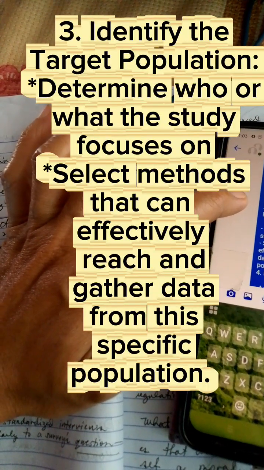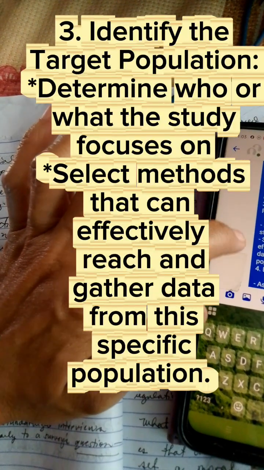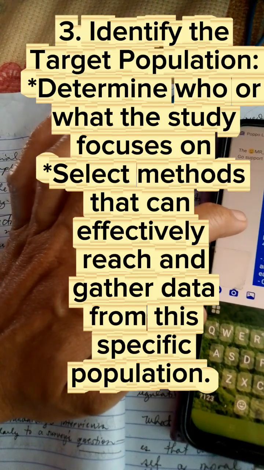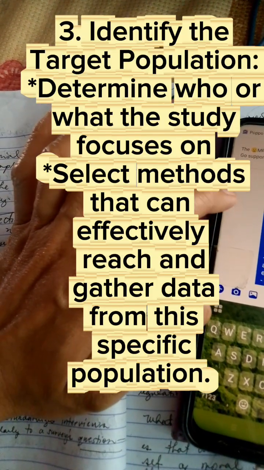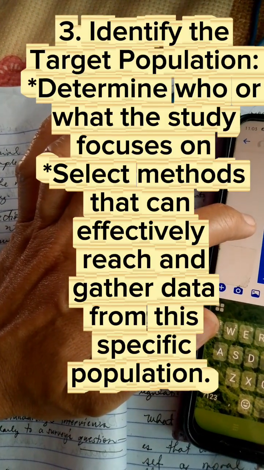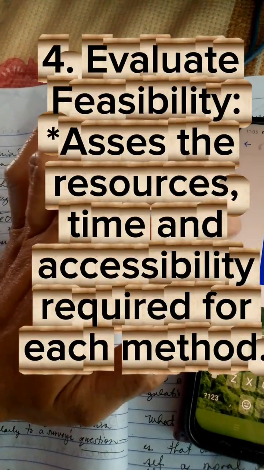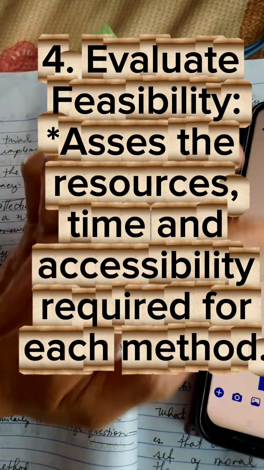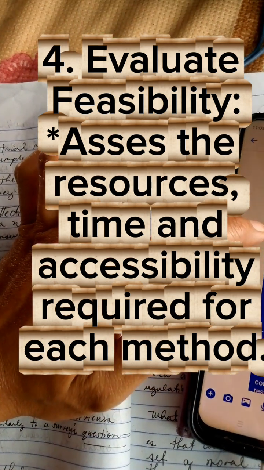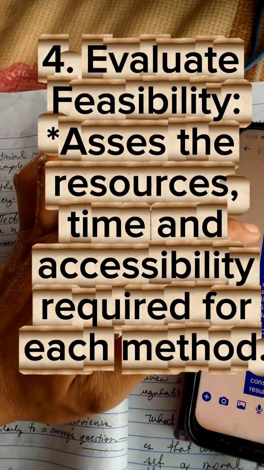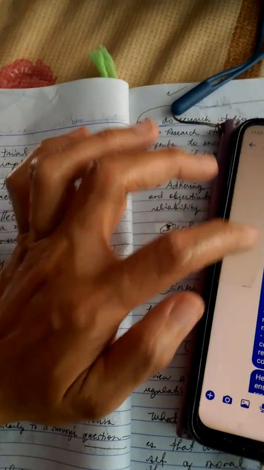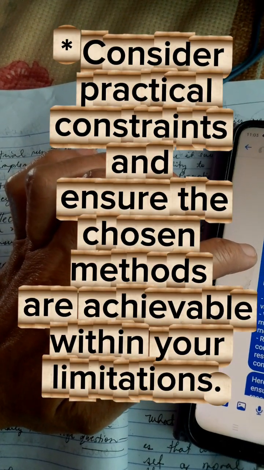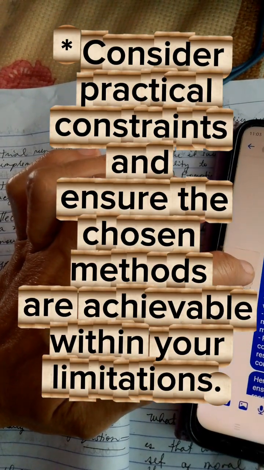Number 3, identify the target population. Determine who or what the study focuses on. Select methods that can effectively reach and gather data from this specific population. Number 4, evaluate feasibility. Assess the resources, time, and accessibility required for each method. Consider practical constraints and ensure the chosen methods are achievable within your limitations.